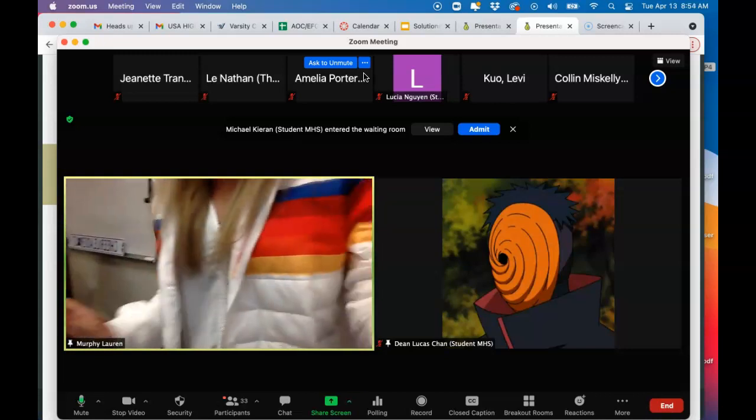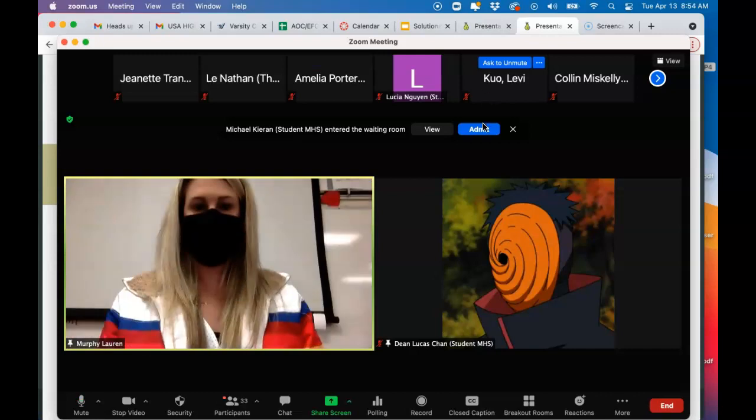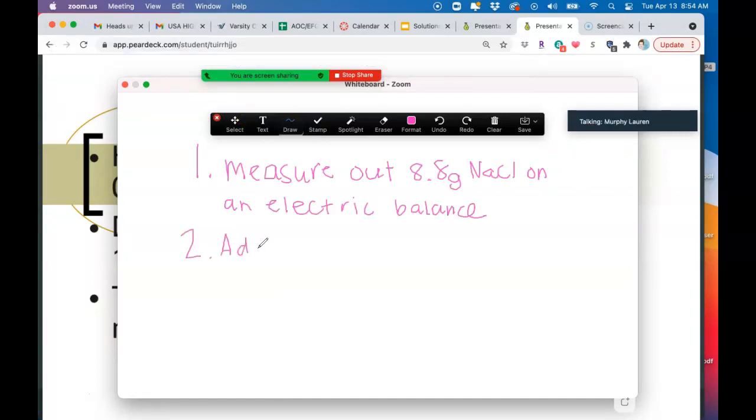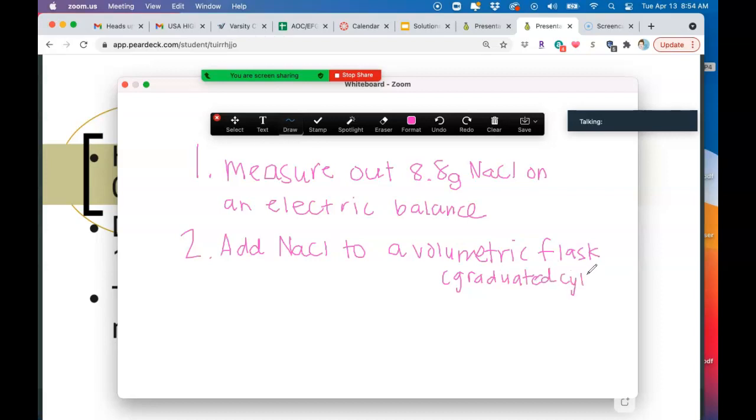So I'm going to say next step: add the sodium chloride to a volumetric, that's what it's called, flask. This could also be a graduated cylinder. I am choosing the tool of volumetric flask right now. Okay, so that's what I've done. I've measured it out. I'm literally doing this for you step by step, right?